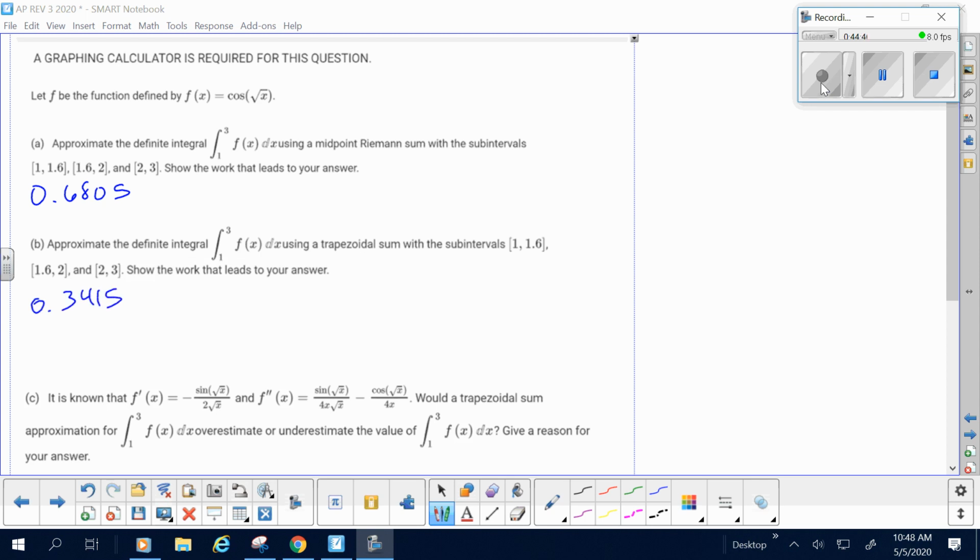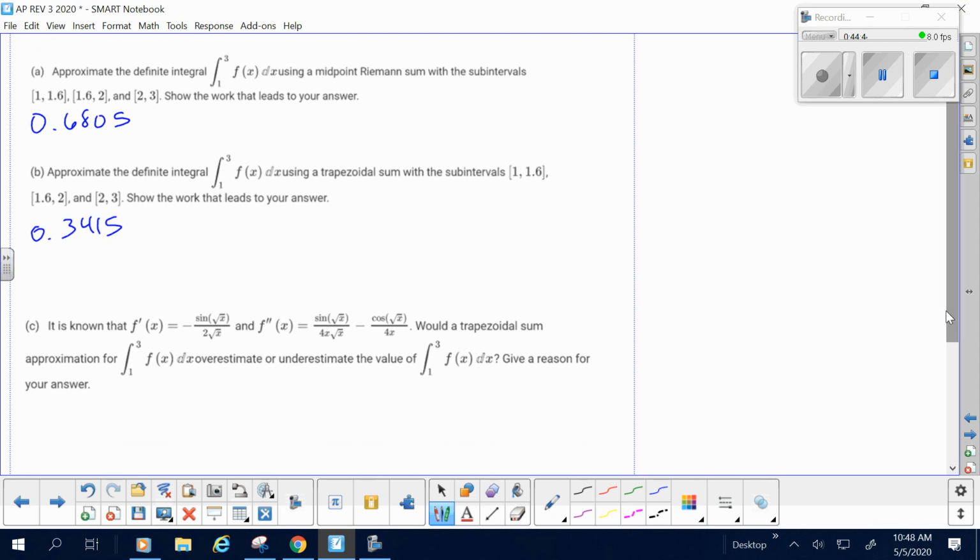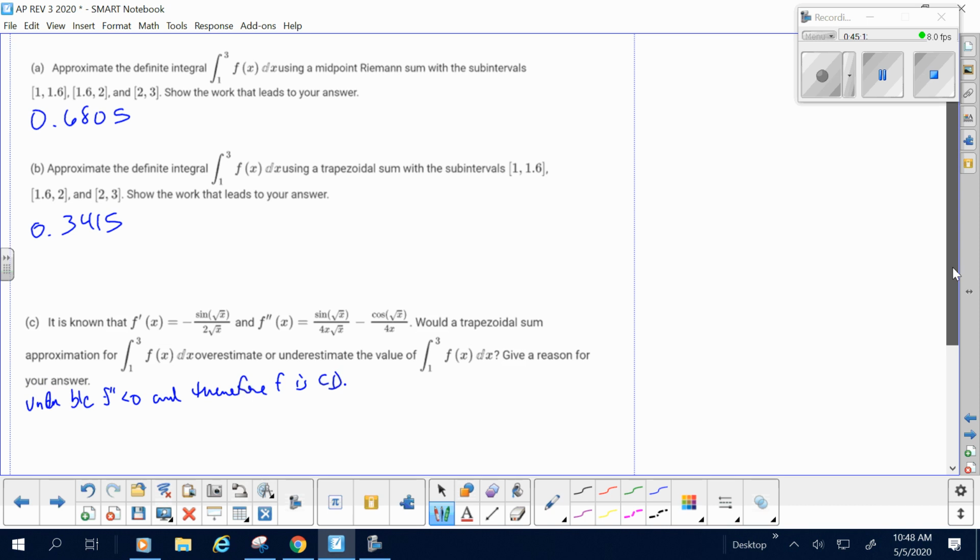C, I hope you said the trapezoids are an underestimate because the second derivative is negative, and therefore f is concave down. I think if you just said the second derivative is negative, that would be fine, but if you just said f is concave down, that would not be fine. You would have to use the second derivative to justify.